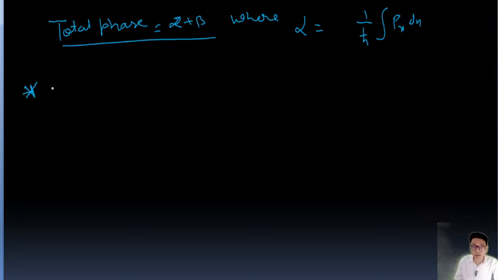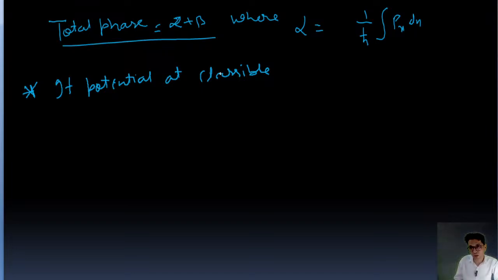And now there are two conditions which I'll write. I'll solve questions, then it is going to clear all your doubts. If potential at classical turning point is, number 1, infinite.